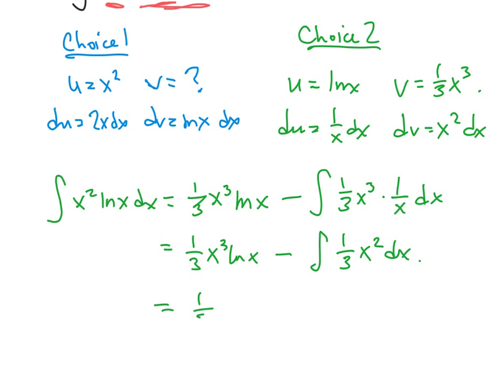I get 1/3 x cubed natural log x minus, let's see, what is that? That integral is going to be 1/9 x cubed. And remember, that's my last integral on that side, so I need to put a constant there and make sure I'm accounting for all the antiderivatives. And there we are. I believe I'm done with that one.